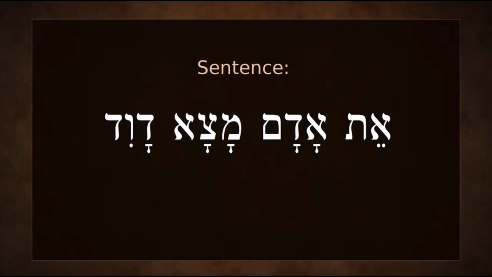Here is the same sentence, but we've changed the position of the et. This reads, et, Adam, matzah, David. In this sentence, since the et comes before Adam, that means that Adam is the object of the sentence. Adam is the one being found.